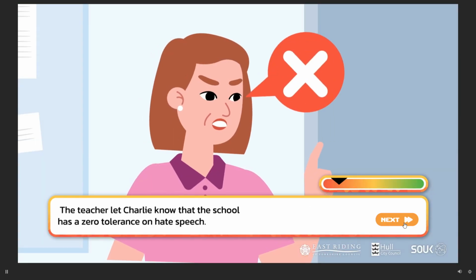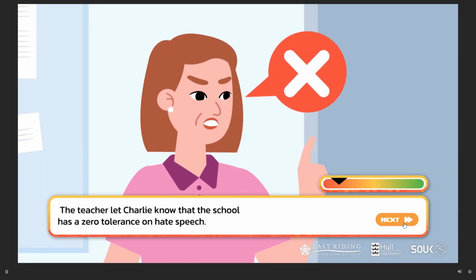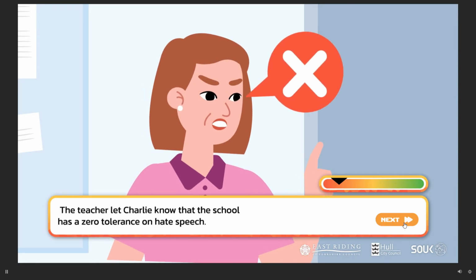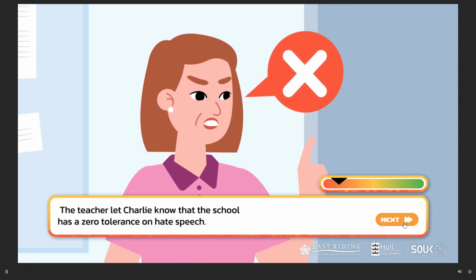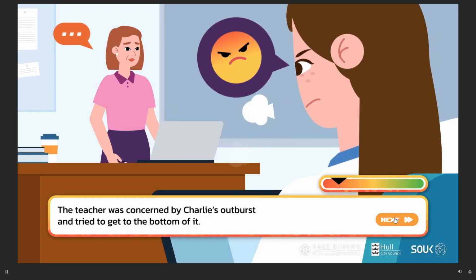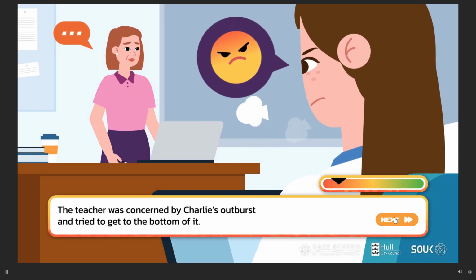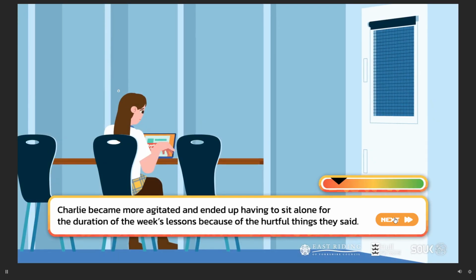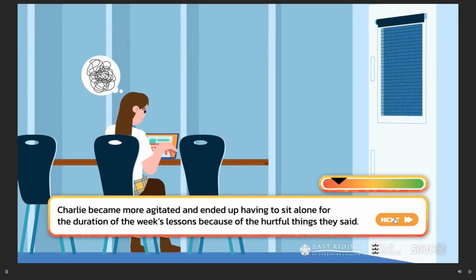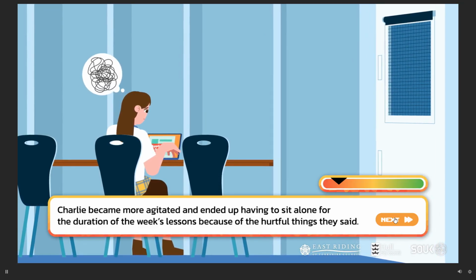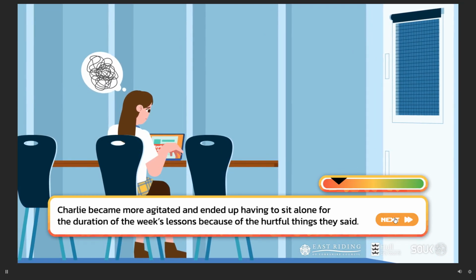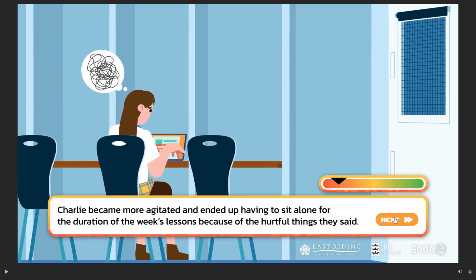The teacher let Charlie know that the school has a zero tolerance on hate speech. Wow. The teacher was concerned by Charlie's outburst and tried to get to the bottom of it. Charlie became more agitated and ended up having to sit alone for the duration of the week's lessons because of the hurtful things they said. Things are going crazy in England.